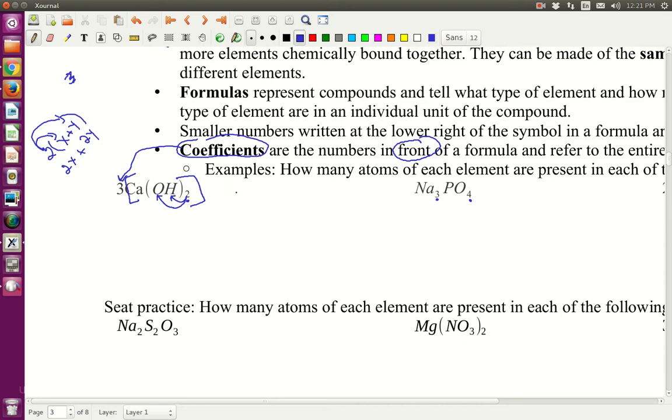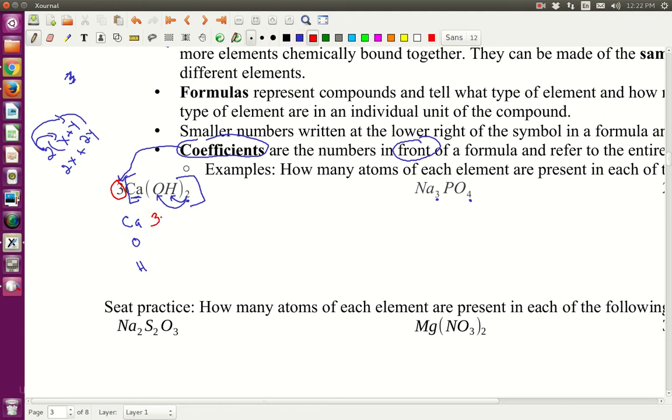So if I'm going to count the atoms here, I'm going to start off listing them. I have calcium, oxygen, and hydrogen. And then how many calcium atoms are in this compound? Well, in the compound, there's 1 calcium atom. See, the subscript is missing, so that means it's 1. But then I have to multiply everything by the 3, because I have 3 of these compounds and not just 1. So I have 3 calcium atoms then.